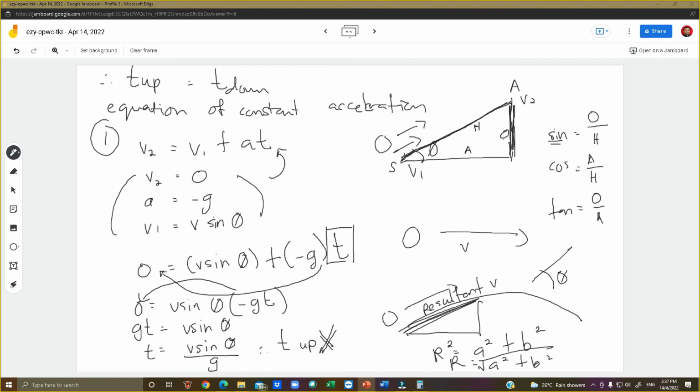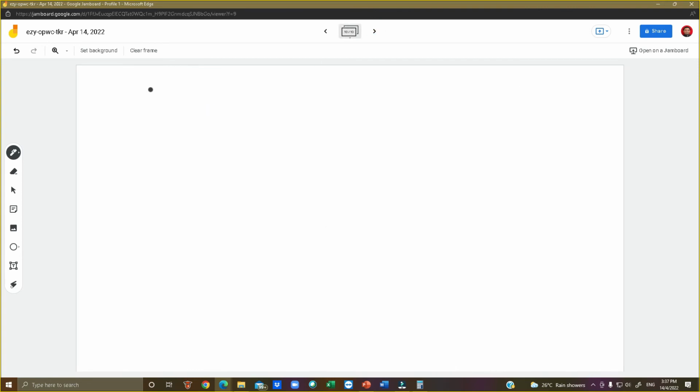Boleh, sir. Okay. And then, since we have T up, we try to prove T down. So, kita pakai equation yang kedua, which will calculate the second part of the projection. Ni second part, the down part. So, equation yang kedua ialah D equals to V1T plus half AT squared.